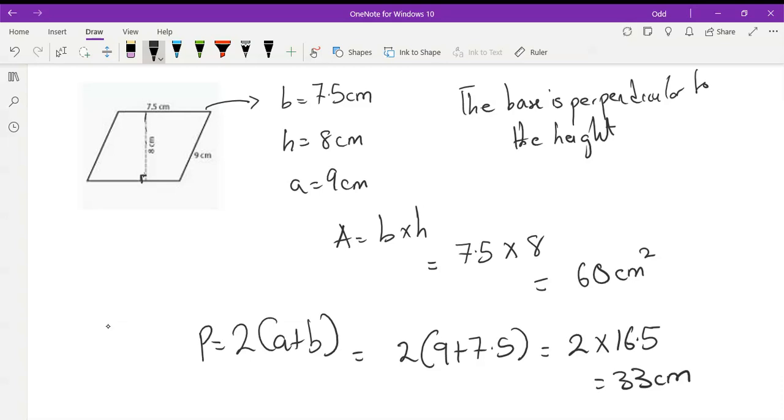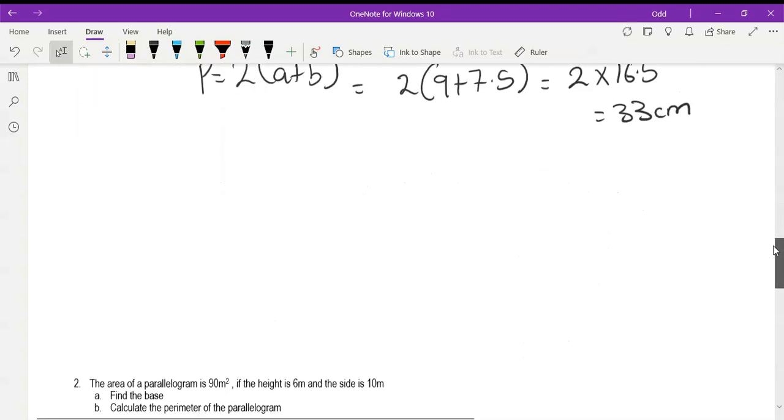So this side and this side are parallel. If this is 9, this is also 9. This is also 7.5. So parallel, parallel. And this is your height and everything. All right, so let's go to more questions.